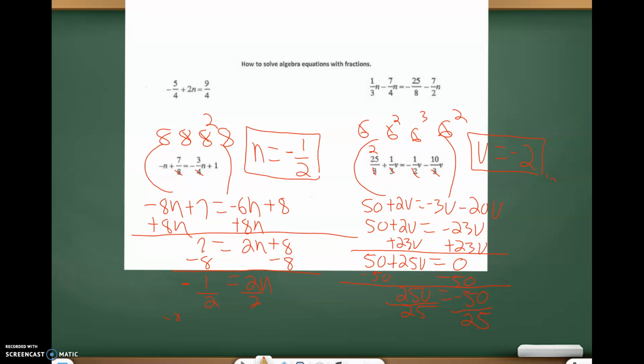So I multiplied this one by 8, cleared it out, worked out the problem, got negative 1/2. And on the last one here, the common denominator was 6. Multiplied the 6 out, got a normal looking problem, solved it out and got negative 2. All right, so hopefully you did fairly well with these. Next, we're going to look at inequalities.